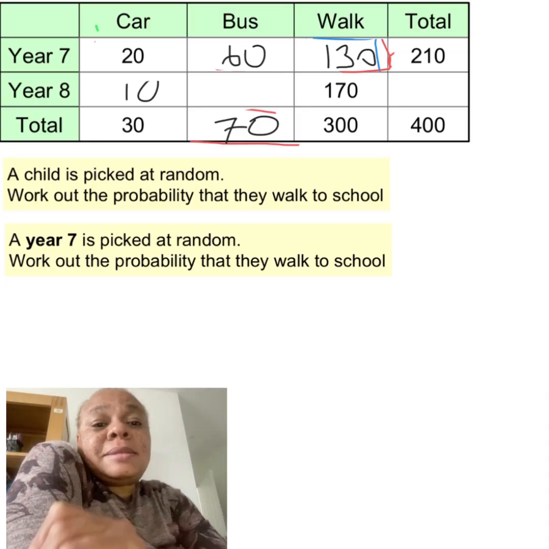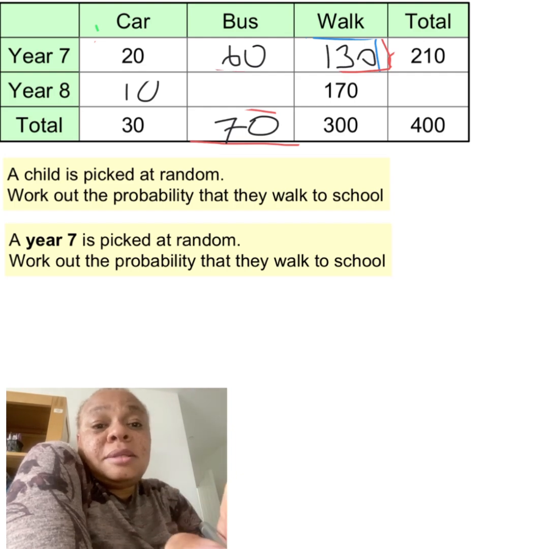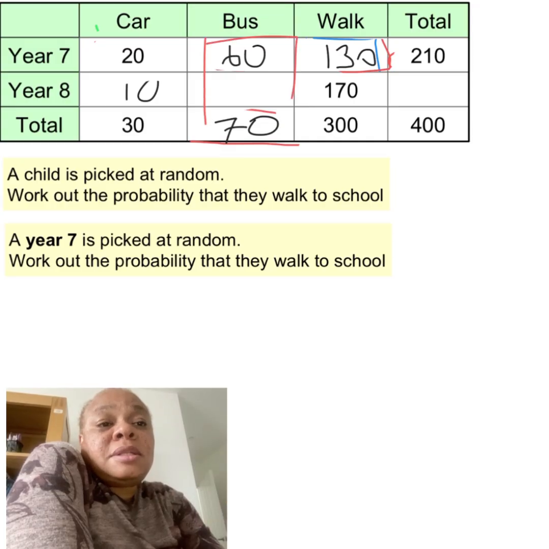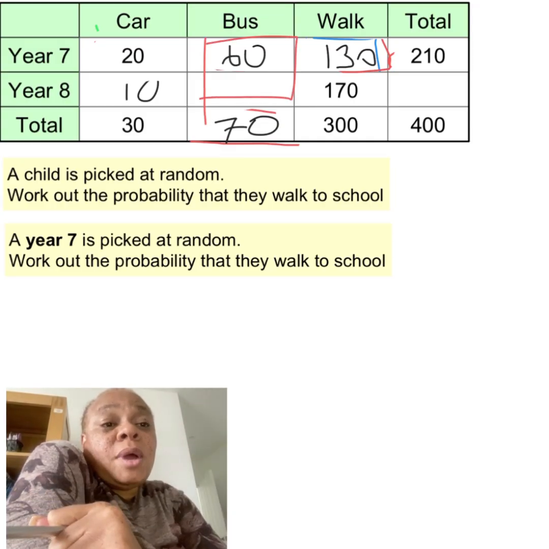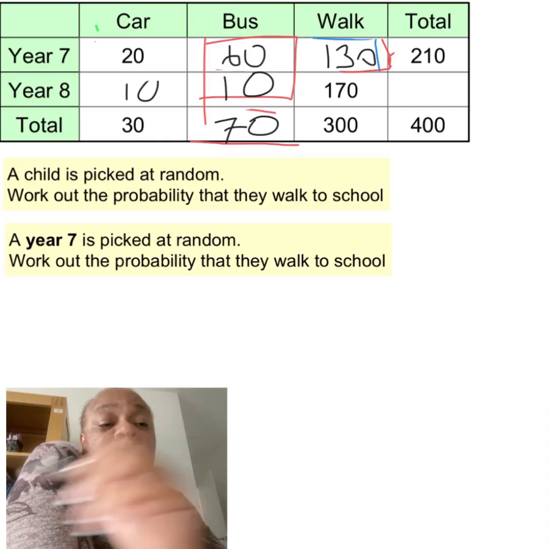If you look at the middle row, the year 8 row, actually, you know what? Let's look at the bus column. We are looking at this bus column. 60 and these two spaces should add up to 70. So that will give us 10. It's 10 that goes here.